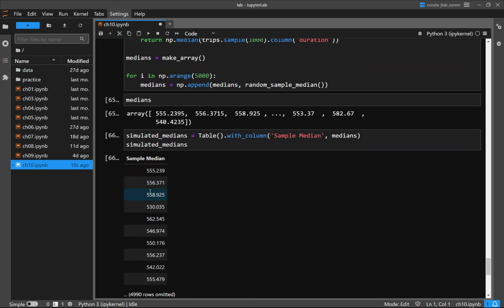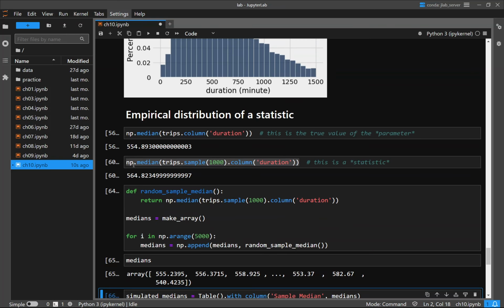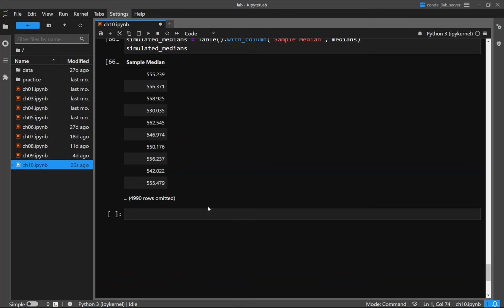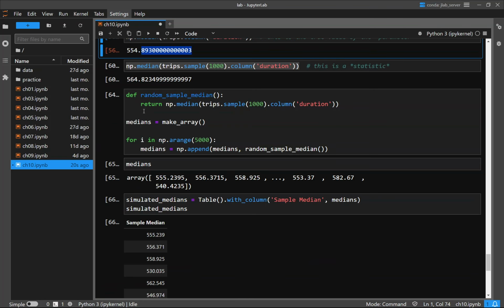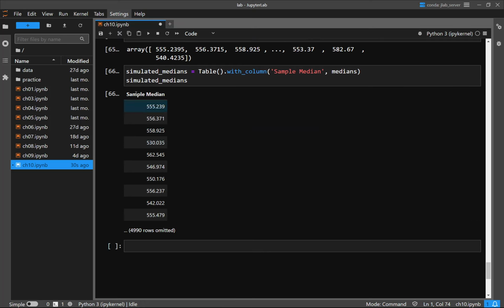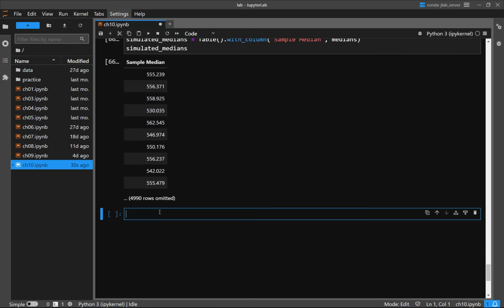So here are all the different median values. Sometimes it's big, 546, 562, but you can see how it's centering around the true parameter, which is kind of neat. That's important. And here, we know that the true parameter value is about 555 seconds. Let's do a histogram of all these simulated medians now that I have them in a table. Simulated medians dot histogram of sample median, which is the name of the column.